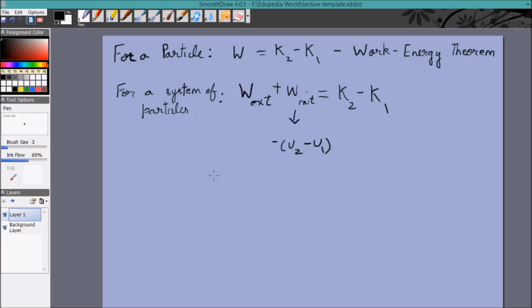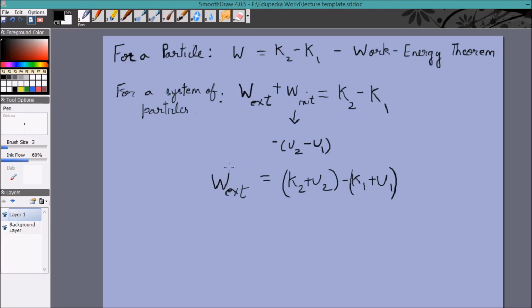So another way this can be written is W external equals K2 plus U2 minus K1 plus U1. Now when we derive this, we assume W external to be 0, but if there is W external, the generalization is easy enough. This is the total mechanical energy final, and this is the total mechanical energy initial. Remember, mechanical energy is just the sum of the kinetic and potential energy of any system, right?